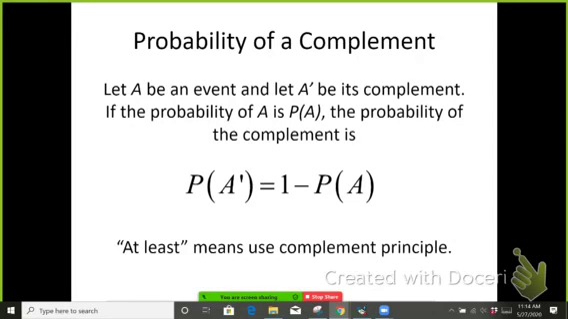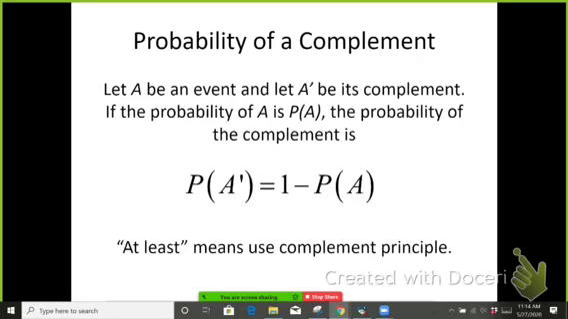Okay, so here's the complement principle. Let A be an event and A prime be its complement. Complement sort of means opposite, like the total opposite of what that would be. So if we're talking about cards, the complement of picking a red card would be a black card. Or the complement of a rainy day is a day that it doesn't rain.